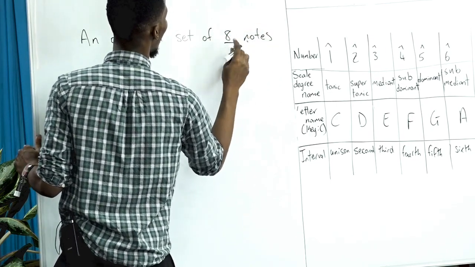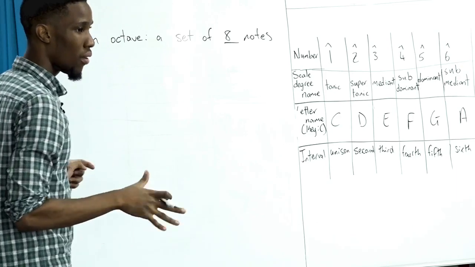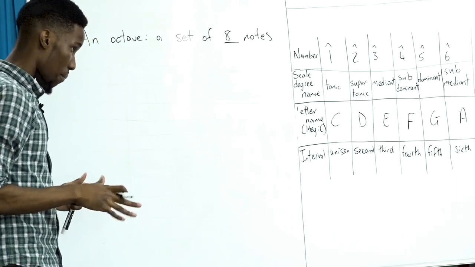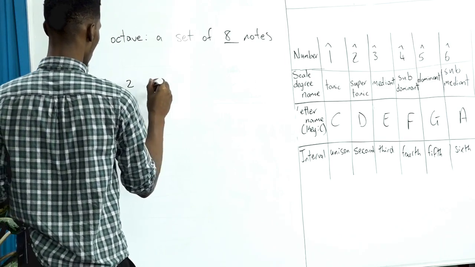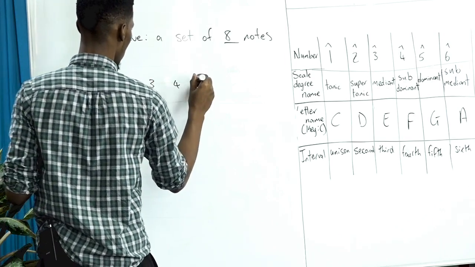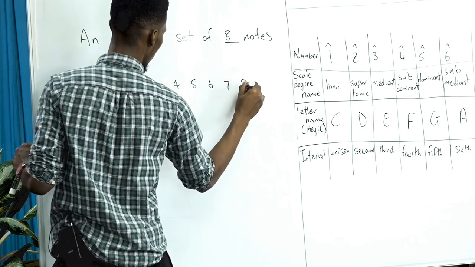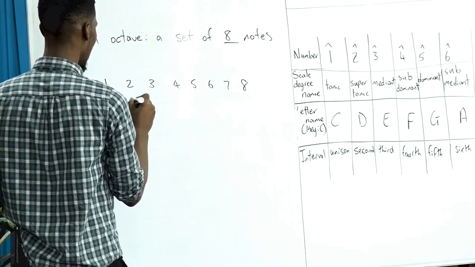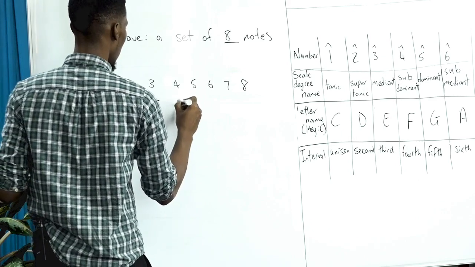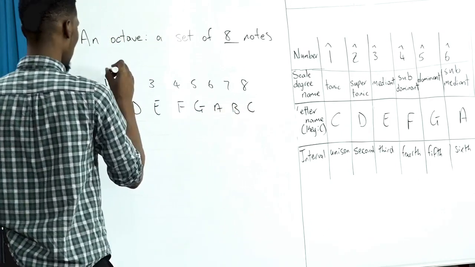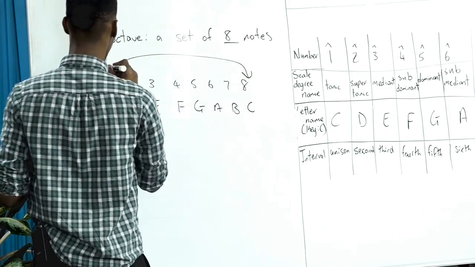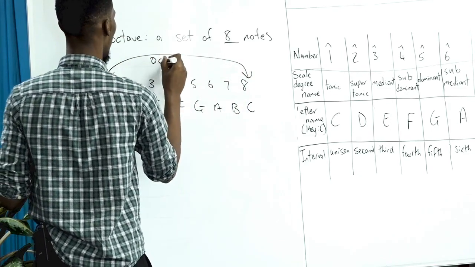Now, this 8 might be very ambiguous, so let me clarify. 1, 2, 3, 4, 5, 6, 7, 8. C, D, E, F, G, A, B, C. See the set of 8 there? Bam. We call this an octave.